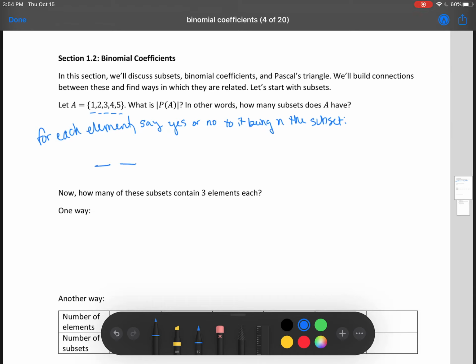All right, so in other words, for each of these 5 elements, we have 2 choices, right? Because we can say yes if we want to include the element, or we can say no if we don't want to include that element in the subset. So we have 2 choices for each of those. And then the multiplicative principle says that we would multiply those all together, which is, of course, 2 to the 5th power, or 32 subsets.